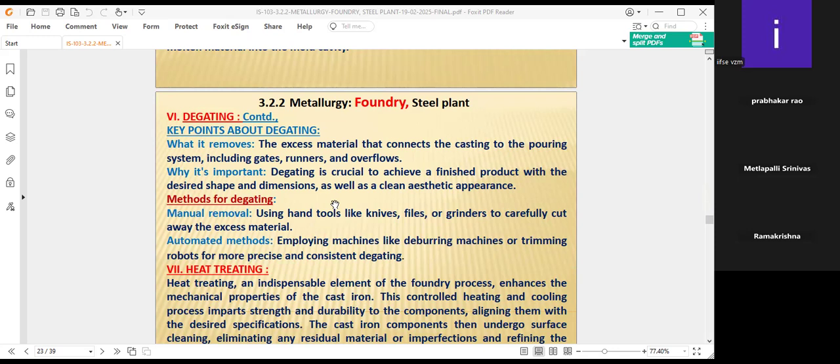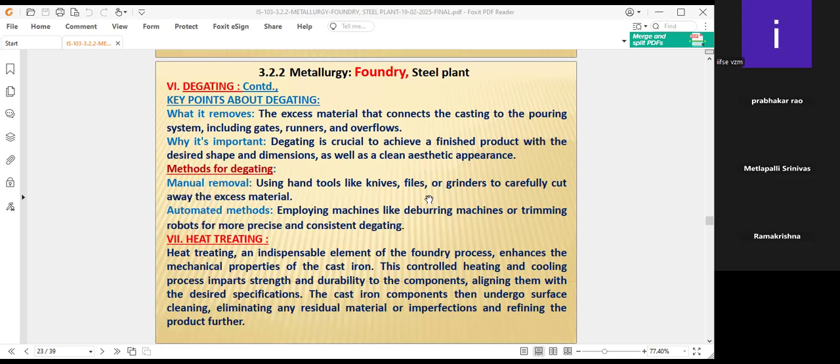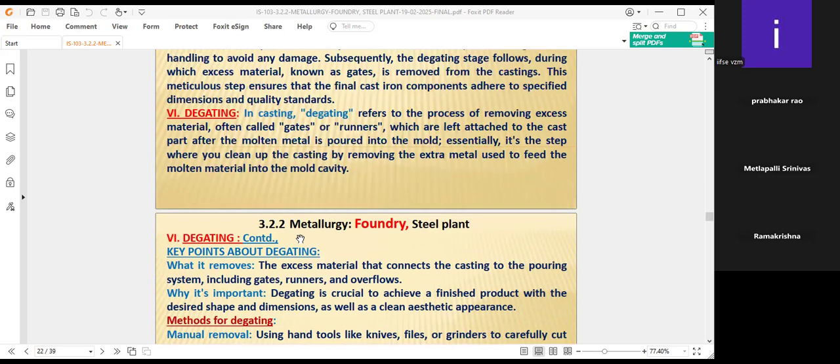Why is it important here? Degating is crucial to achieve a finished product with the desired shape and dimensions as well as a clean aesthetic appearance. That means a final product that looks very attractive, so that we can attract the customer to purchase it. The customer doesn't want any dents, so any disturbance in the final product matters. The degating process after the shakeout is very, very important.